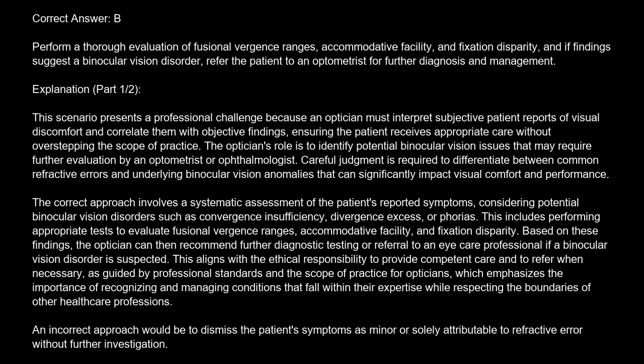The correct approach involves a systematic assessment of the patient's reported symptoms, considering potential binocular vision disorders such as convergence insufficiency, divergence excess, or phorias. This includes performing appropriate tests to evaluate fusional vergence ranges, accommodative facility, and fixation disparity. Based on these findings, the optician can then recommend further diagnostic testing or referral to an eye care professional if a binocular vision disorder is suspected.